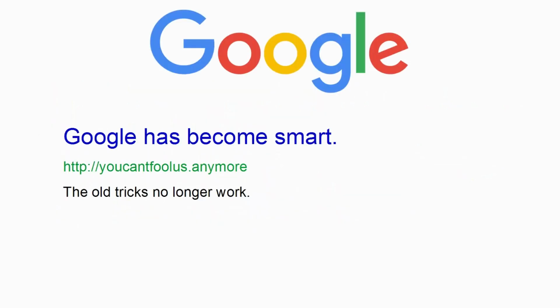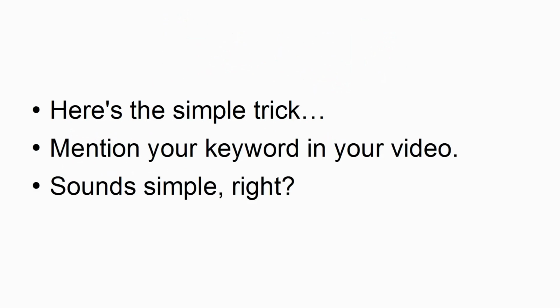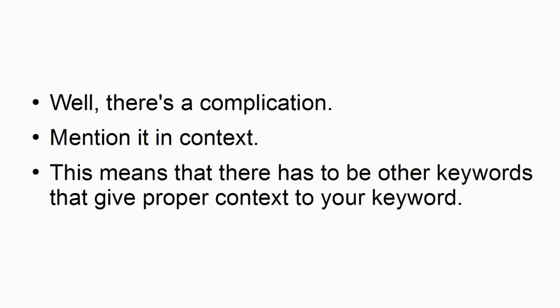Google has become smart. The old tricks no longer work. Here's the simple trick. Mention your keyword in your video. Sounds simple, right? Well, there's a complication. Mention it in context. That means there has to be other keywords that give proper context to your keyword.